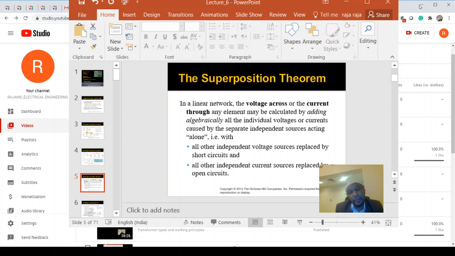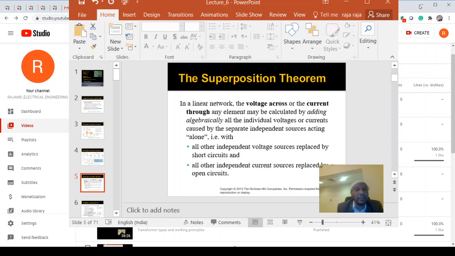For example, I have an independent current source, and I want to replace this one. It means I have to make an open circuit. So I have the branch, and in this branch, I have a current source. Okay, I want to turn off this source, so I have to open the source. So this is open for a current source, and make a short for the voltage source, which is an independent voltage source.